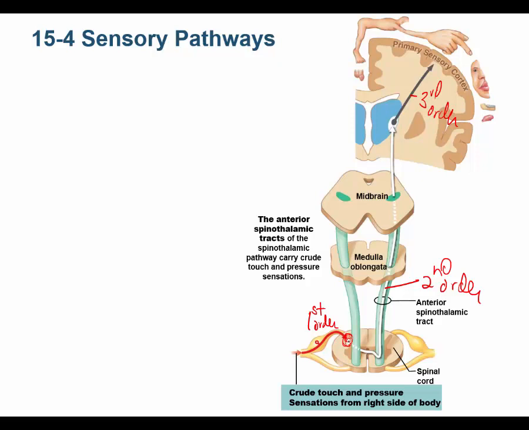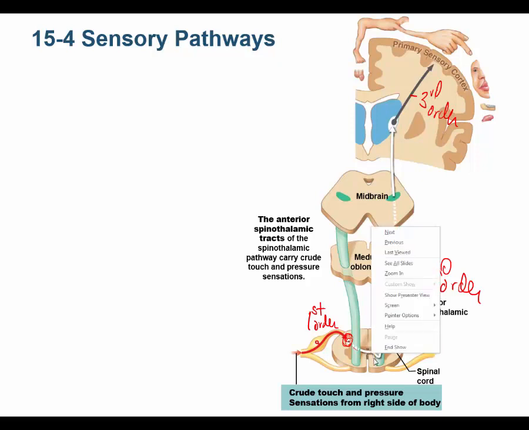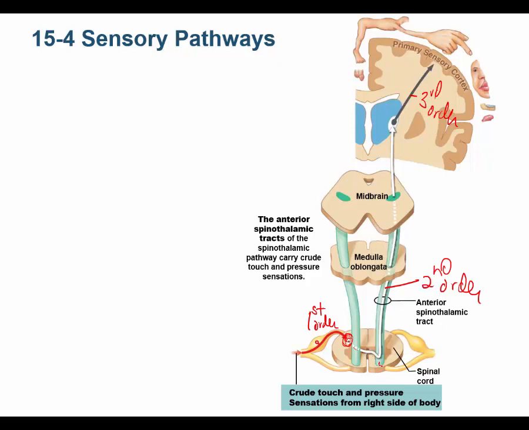That second order neuron immediately decussates across the gray commissure and then enters its funiculus, its column. In this case, this is the anterior spinal thalamic tract. There also is a lateral one right there. This one happens to be the anterior. So it decussates and enters its funiculus and travels up through to the thalamus. Synapses in the thalamus, and then the third order neuron goes to the cerebral cortex. Maybe. Remember, only 1% of the time does it go to the cerebral cortex.